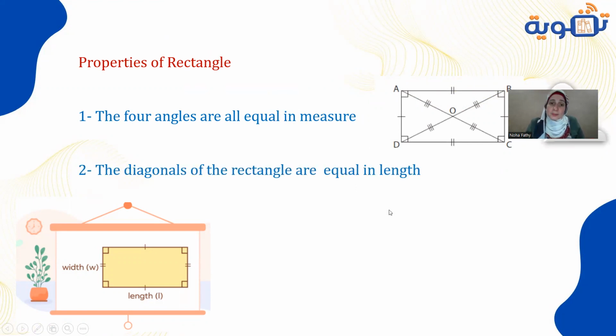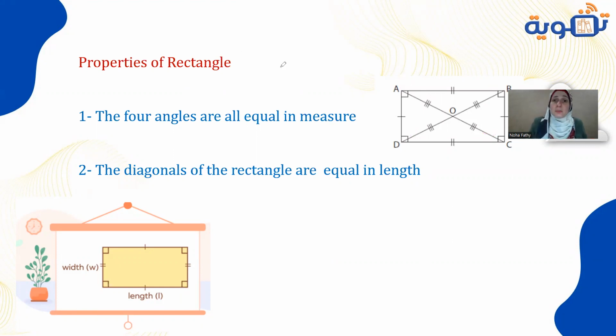The diagonals of the rectangle are equal in length, meaning AC equals DB. Each two opposite sides are equal in length and parallel. It has the same properties of a parallelogram, except the four angles are equal in measure, and the measure of each angle is 90. This means angle A, angle D, angle B, and angle C are all 90, and the two diagonals are equal.